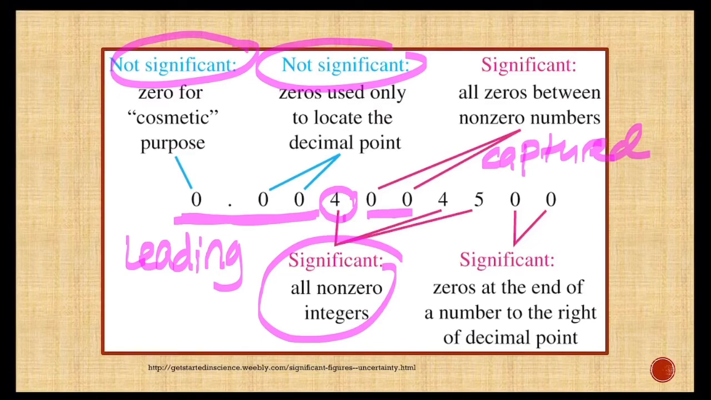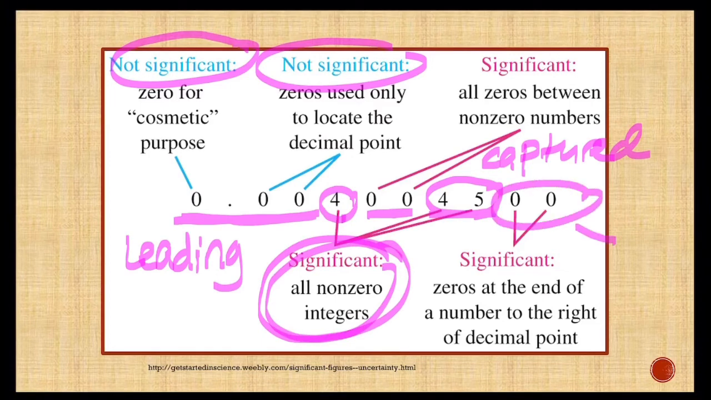Next, we have 4 and 5. These are also non-zero integers. So for the same reason as this 4, they are going to be significant. And then finally, we have trailing zeros. So these trailing zeros, because there is a decimal present, they are significant.